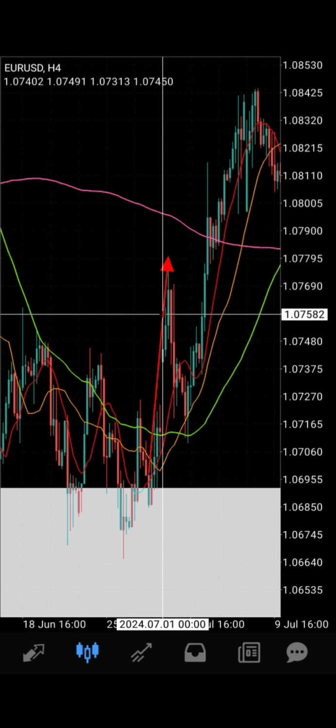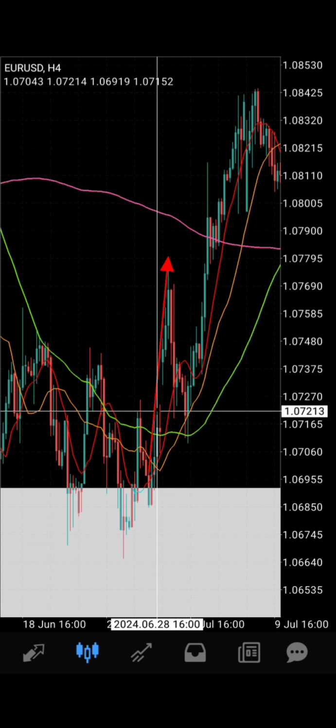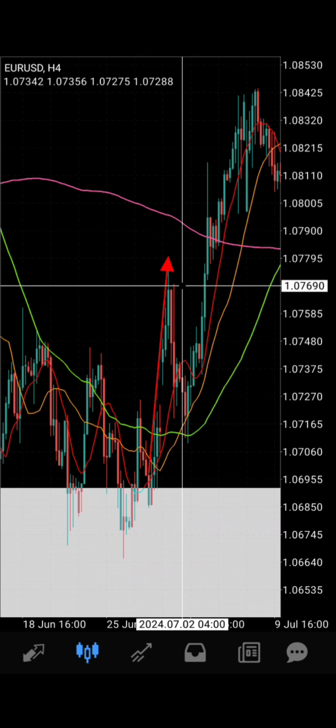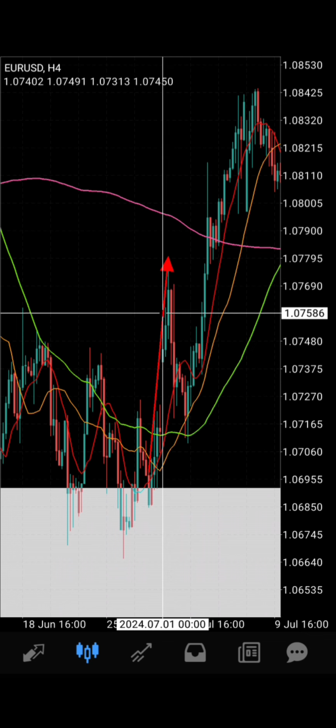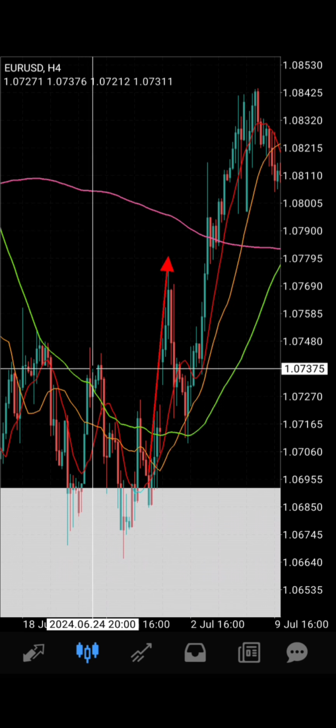That's where you know that big money, the financial institutions and the big banks, have entered the markets. These are the footprints that they leave behind for us to be able to trade. We trade in the footprints of the big boys. They leave clues for us and we trade according to those clues, right?